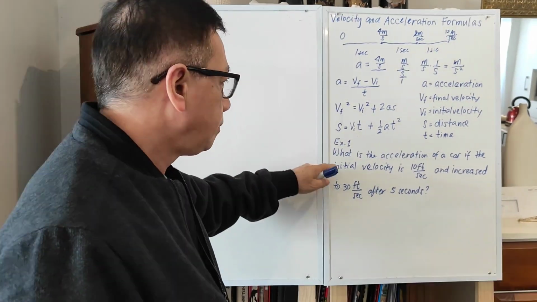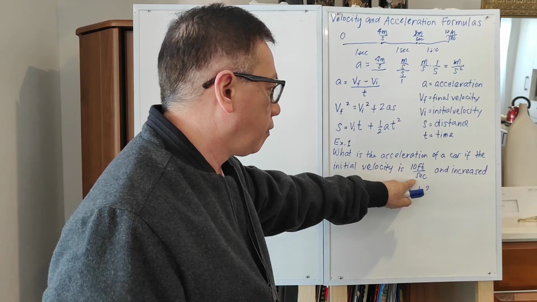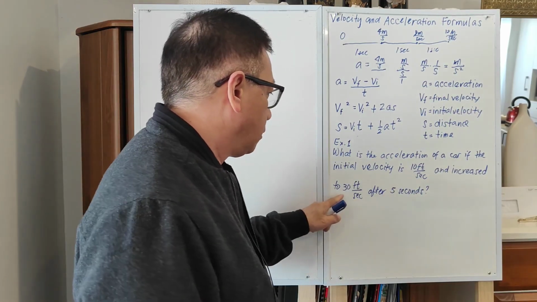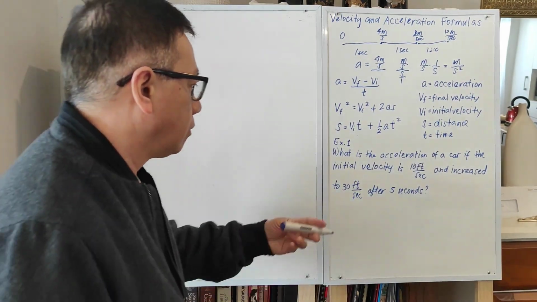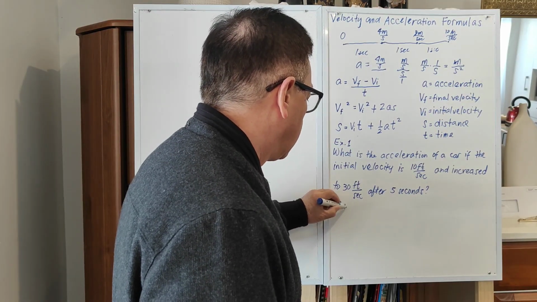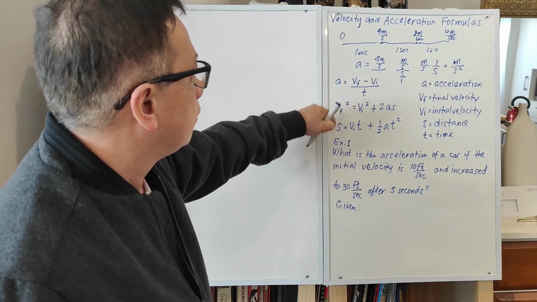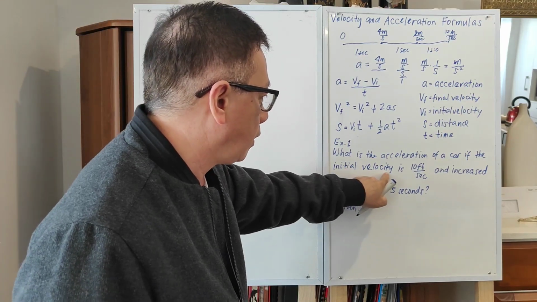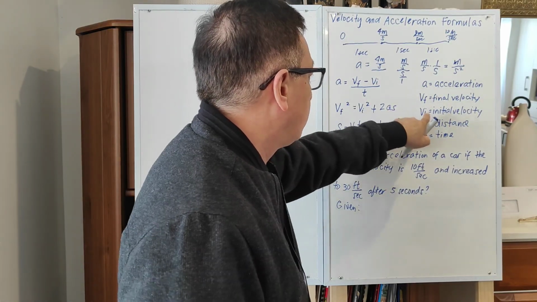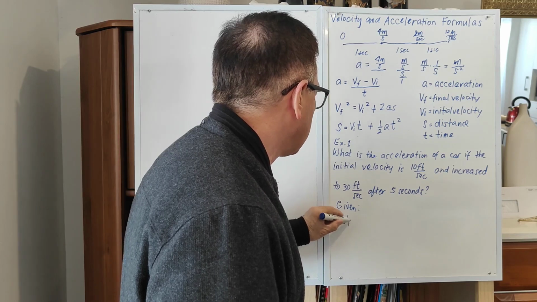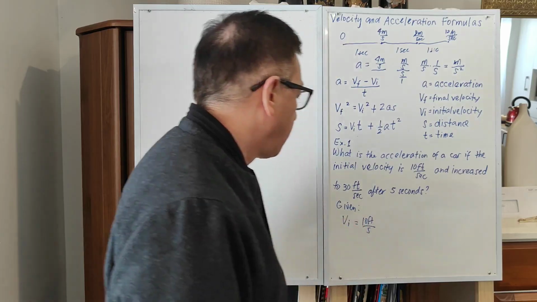Example 1. What is the acceleration of a car if the initial velocity is 10 feet per second and increased to 30 feet per second after 5 seconds? So what is given? Let us write what are the given factors. There's an initial velocity, so that's VI. Initial velocity is VI, so initial velocity is 10 feet per second.